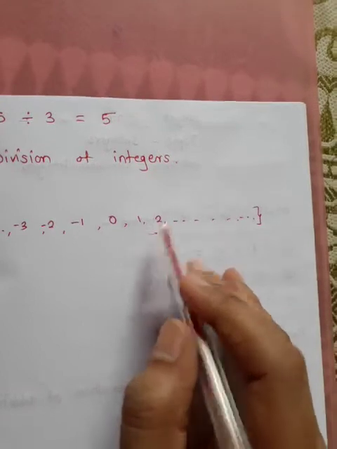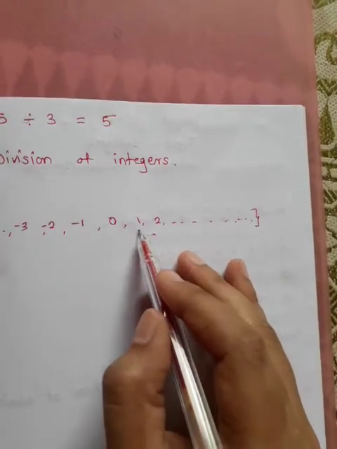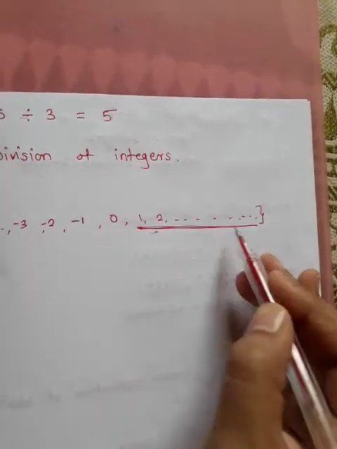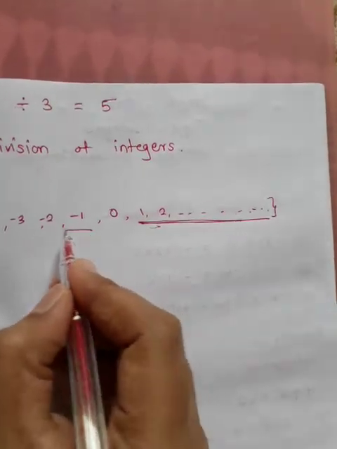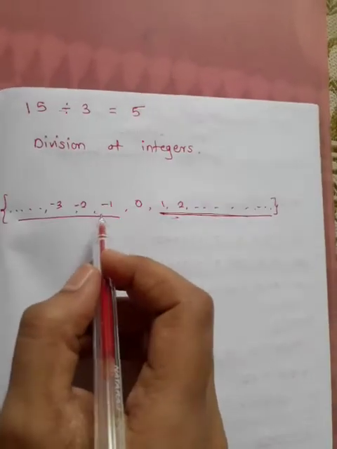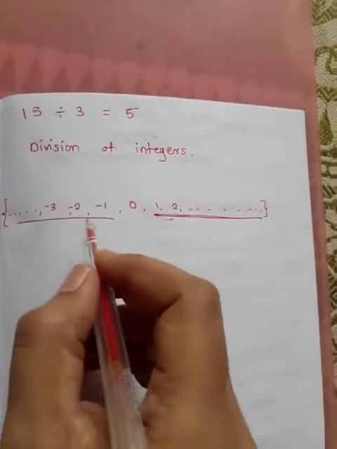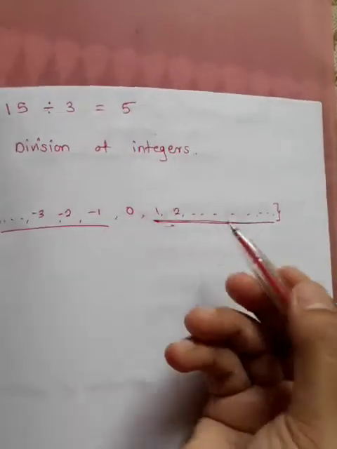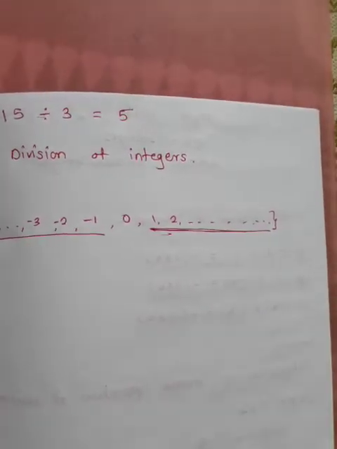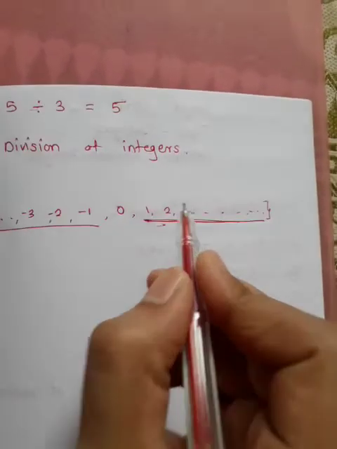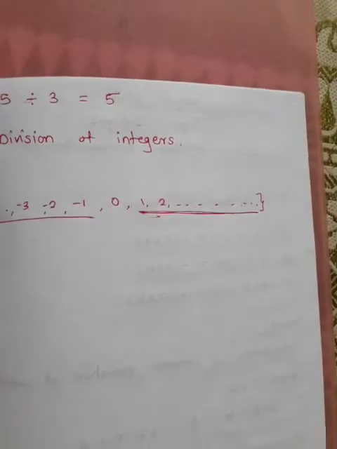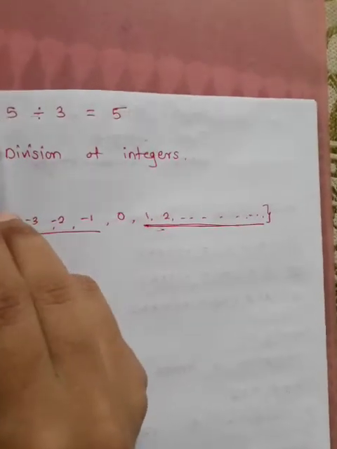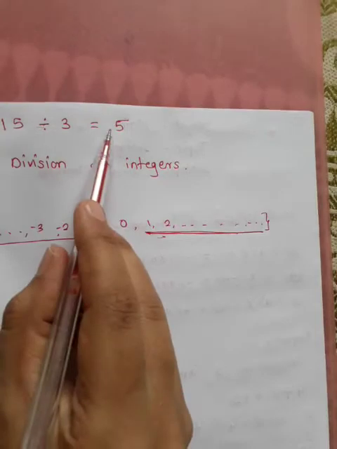So we know about the positive integers. Then what about the negative integers? What will happen when we divide a negative integer by a negative? We don't know. What will happen when a negative integer is divided by a positive? We also don't know. What will happen when a positive integer is divided by a negative integer? You don't know. You only know that when a positive integer is divided by a positive, we get a positive.